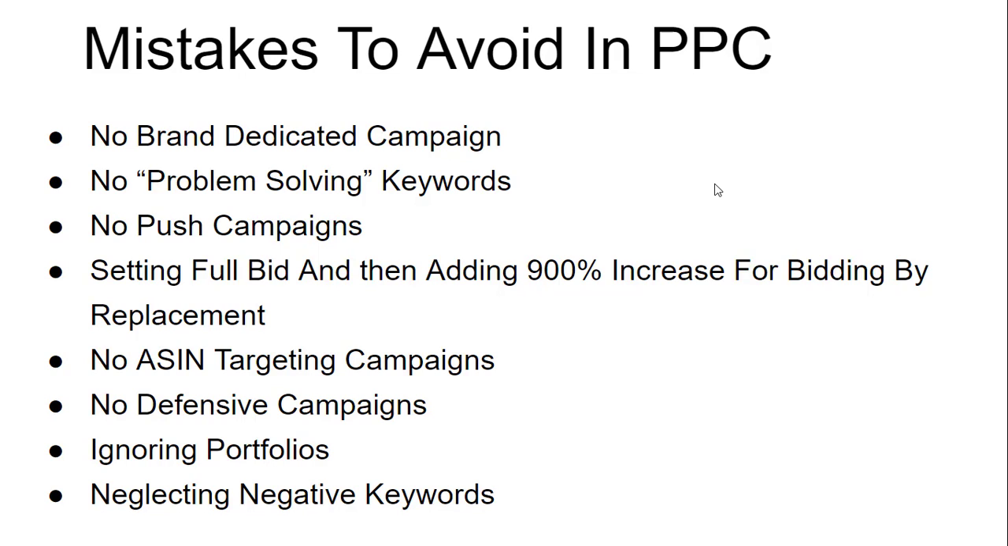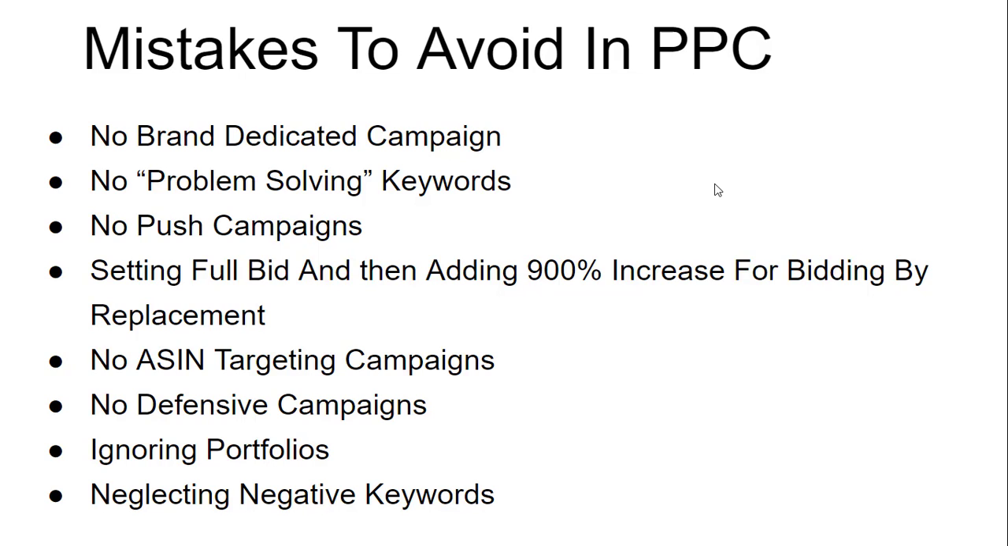The next point is no problem solving keywords. Whenever you do keyword research, you find problem solving keywords related to your products, keywords that show customers' concerns about your products. Once you find those problem solving keywords, you have to add them in your search terms to increase your conversion rate. This is again a very important point, so keep in mind researching problem solving keywords. Moving on to the next point.